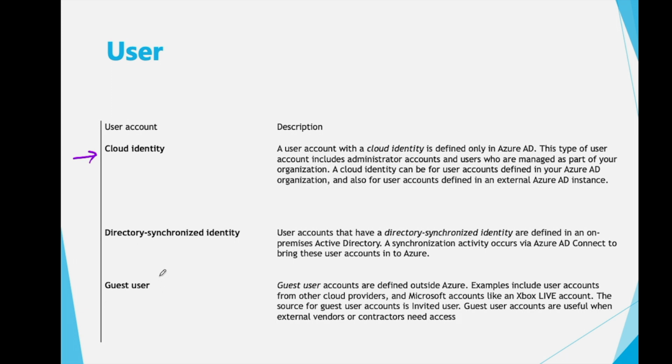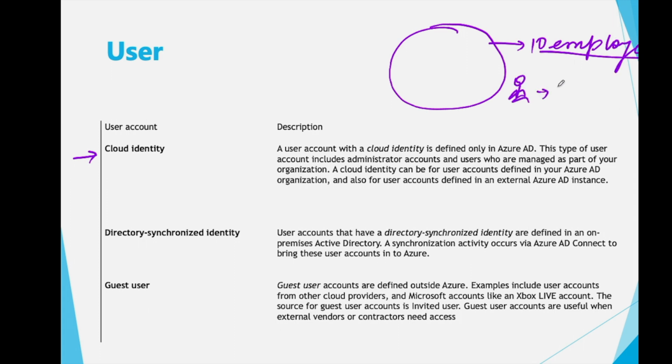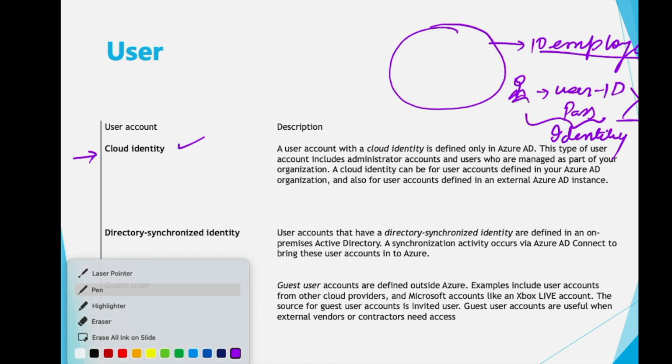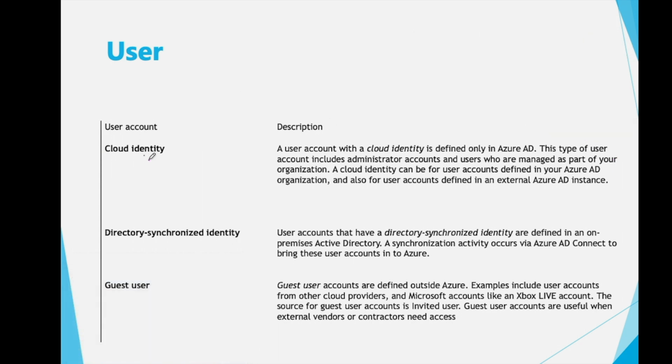So a user, for example, you are having an organization in which you have 10 employees. Those 10 employees need to have some user ID, and also along with the password they must have the proper permission. So how can we give the permission? We can give the permission in the form of roles, and we can create IDs with the help of identity, which is in our case user identity. So we can have three formats in which we can have the user. So we can have the cloud identity, directory synchronized, or guest users.